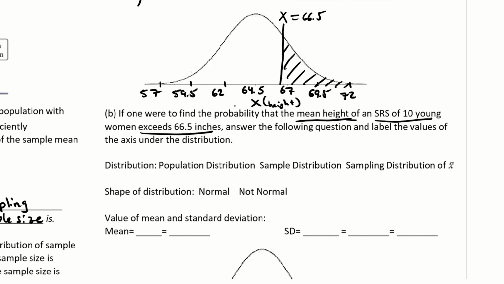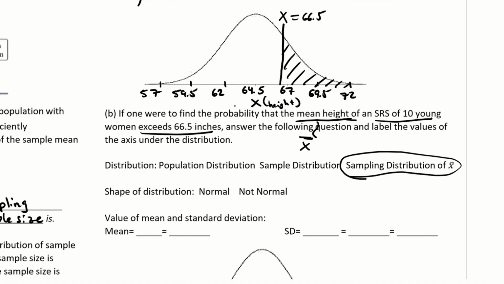Now, what distribution are we dealing with? We're talking about the mean height now. So the mean height is X bar, right? So that means we're dealing with the X bar distribution, the sampling distribution of X bar. And now, is it going to be normal or not?